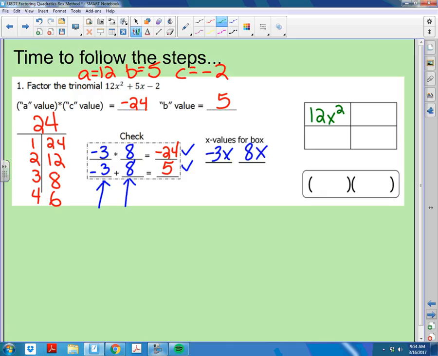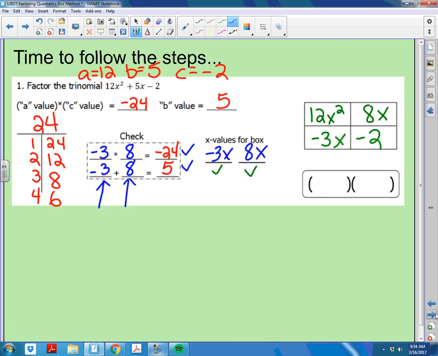What always goes in the bottom right? In this case, c, or negative 2. Agreed? And in the diagonals, we put these. And it doesn't matter where you put them. You can put them however you want to. I'm going to put 8x here, and I'm going to put negative 3x right there.